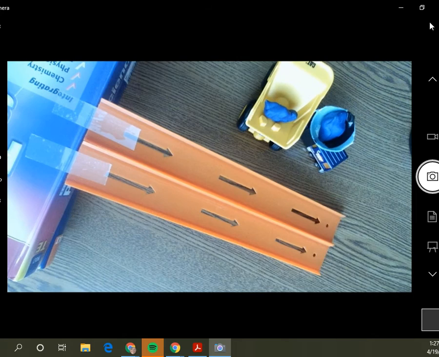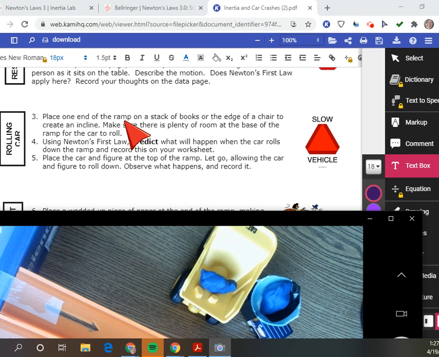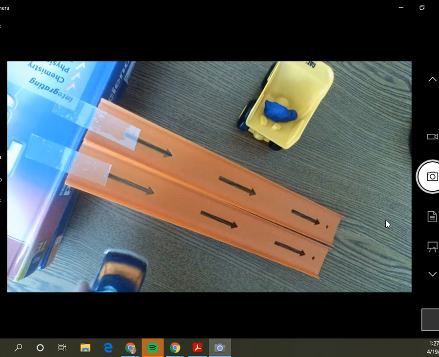So what was our instruction? It said place one end of the ramp on a stack of books. We have that right here. Create an incline. Make sure there's plenty of room. Using Newton's first law, predict what will happen. Like, you know what is going to happen, right?